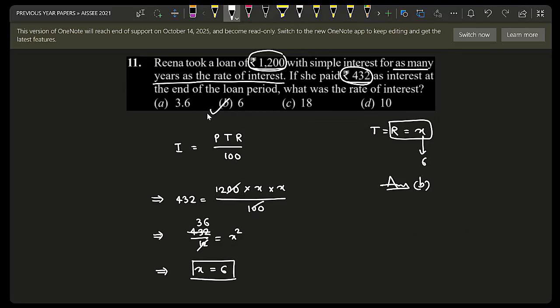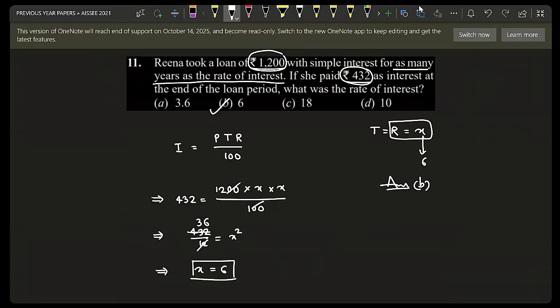So doubts, you can raise a hand now. Any doubts in this question? So the simple interest formula we used: I is equal to PTR by 100. Shivansh, what is your doubt? Sir, can you explain a better method?